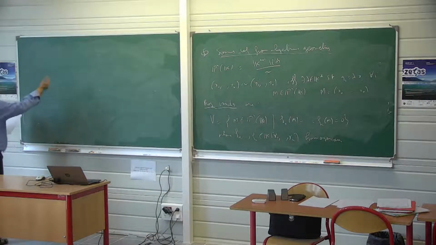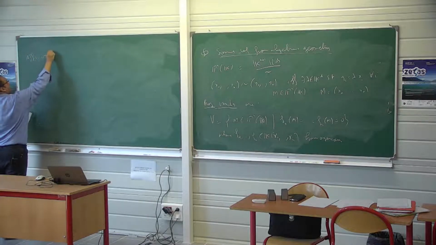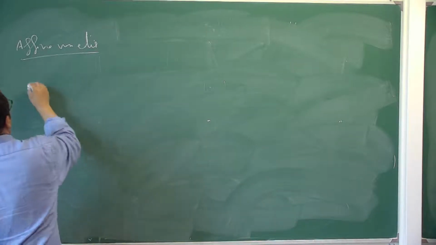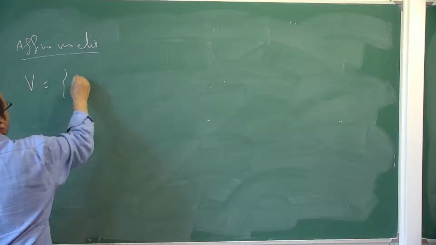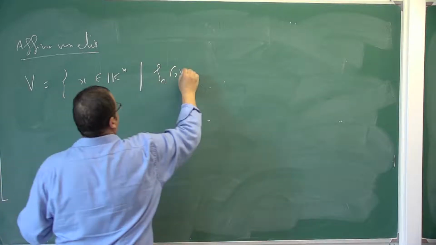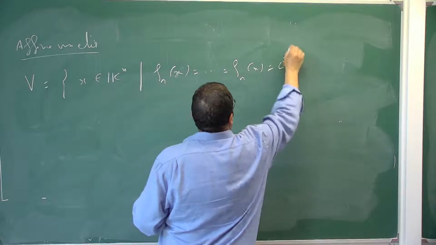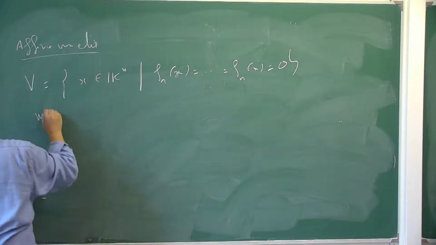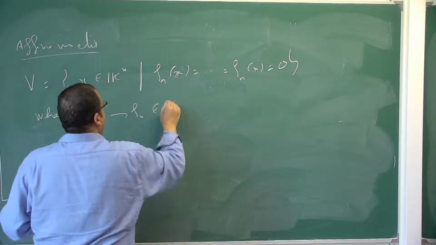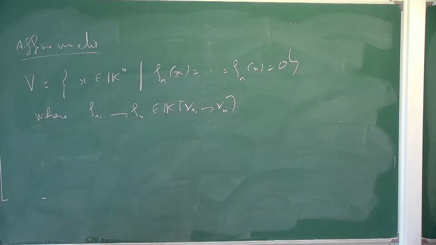And for example, you also have affine varieties. An affine variety is something which is defined, roughly speaking, as the set of vanishing of some polynomials F_1, ..., F_n, where F_1, ..., F_n are polynomials. This is the basic affine variety.